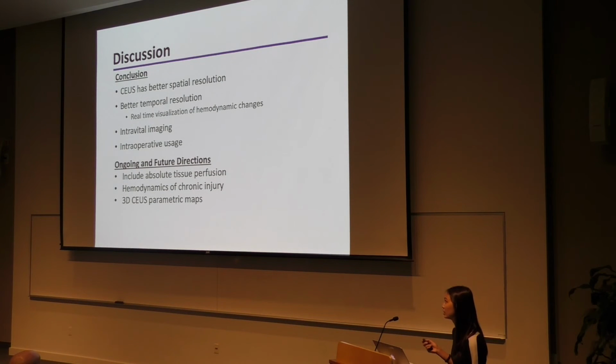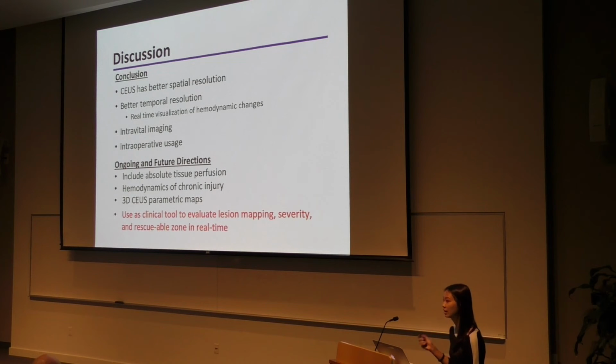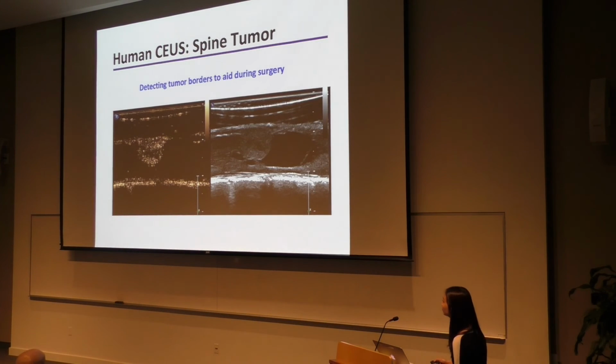We're hoping to also include absolute tissue perfusion from the microsphere data because it has been shown to be more accurate than relative tissue perfusion. We're also currently studying the hemodynamics of animals with chronic injury, and we have been able to create parametric maps from the ultrasound data as well. But ultimately, we want to translate this to use in the clinic to help patients that have spinal cord injury. And we have actually been able to do so. Dr. Hofstetter, along with some of our ultrasound experts, has been able to use this ultrasound in surgery. Here you could see a tumor being outlined by the contrast agent that was injected into the patient.